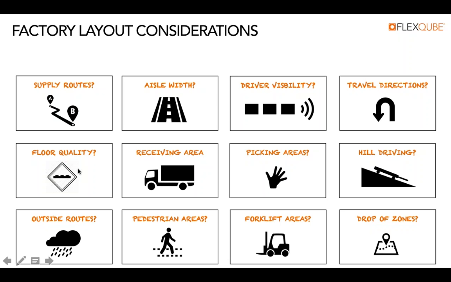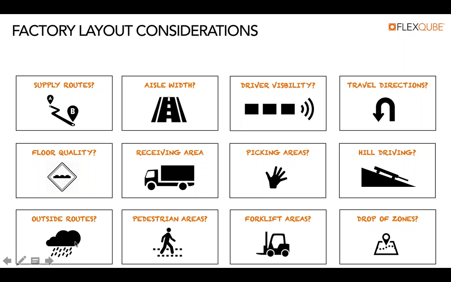Then you have some other parameters: floor quality, receiving area, picking areas. When it comes to picking areas, we see that those are more and more located close to the point of consumption. So if you have an assembly line, the picking areas are located very close in order to have a smooth material flow.